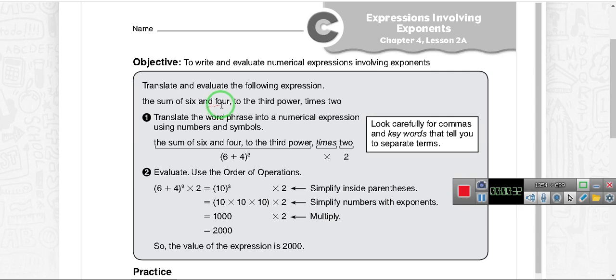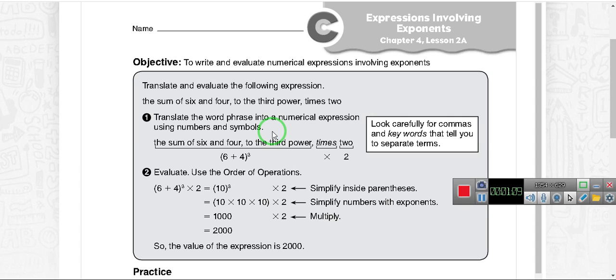The sum of 6 and 4. You have to know that the sum means plus, which is addition. The sum of 6 and 4, 6 plus 4, okay? To the third power times 2. Now, the sum of 6 and 4 to the third power, we need parentheses to accommodate the 6 and 4, and then we say times 2. This way I will help you to translate this expression.